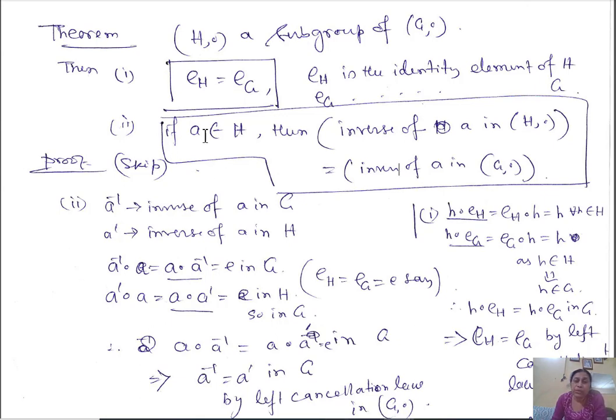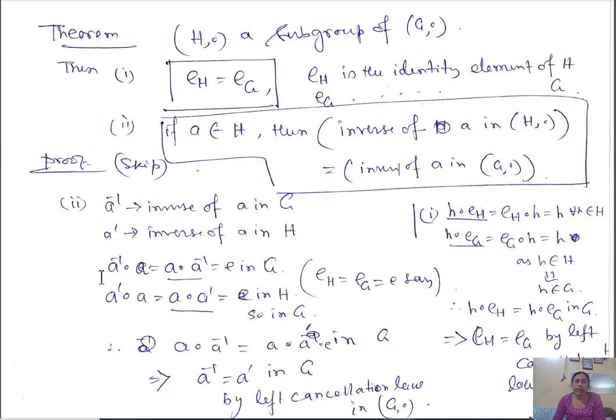So what will we do? Suppose A belongs to capital H. When you treat it as an element of G, A belongs to capital H means A also belongs to capital G, because capital H is a subset of capital G. Now suppose A inverse is the inverse of A in G, and A prime is the inverse of A in H.